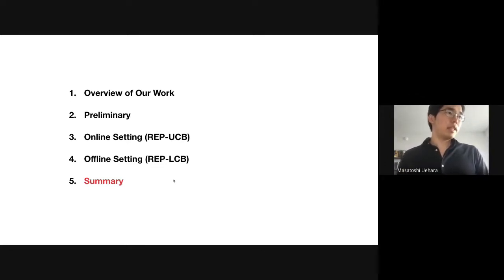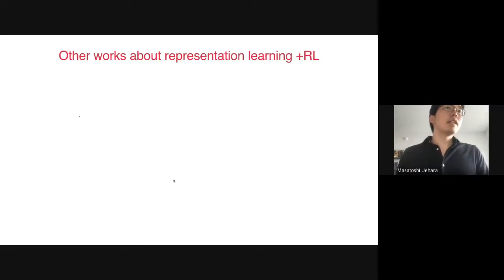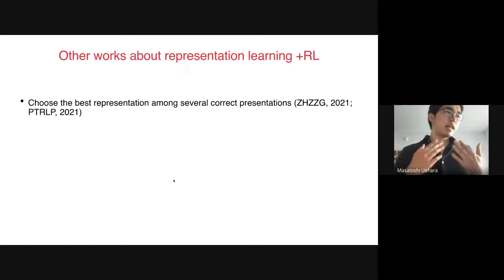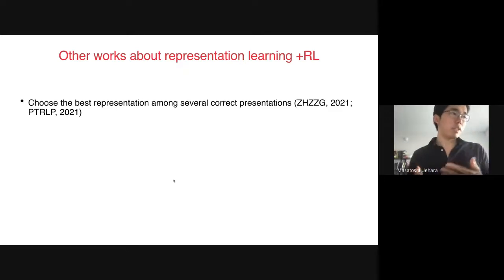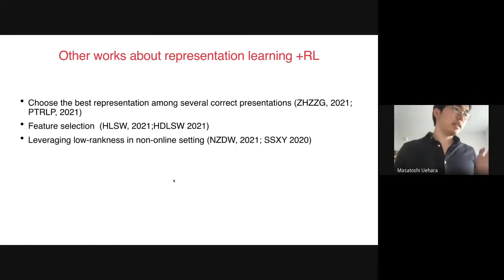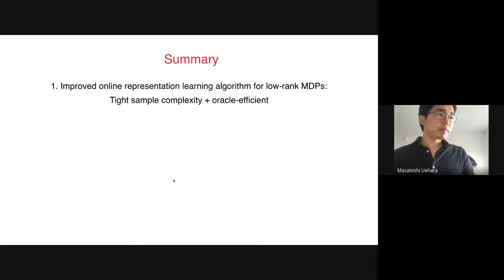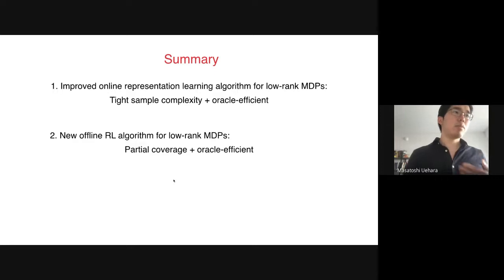So lastly, I'm going to give you the summary. Before giving the summary, I just want to acknowledge other works. There are several works about representation learning and reinforcement learning, and there are many, but these works are still very different from ours. Okay, so this is a summary. First, we propose an online RL algorithm for low-rank MDPs, and it has tight sample complexity, and also it is oracle efficient. The second contribution is we propose an offline RL algorithm for low-rank MDPs, which works under partial coverage, and also it is oracle efficient.